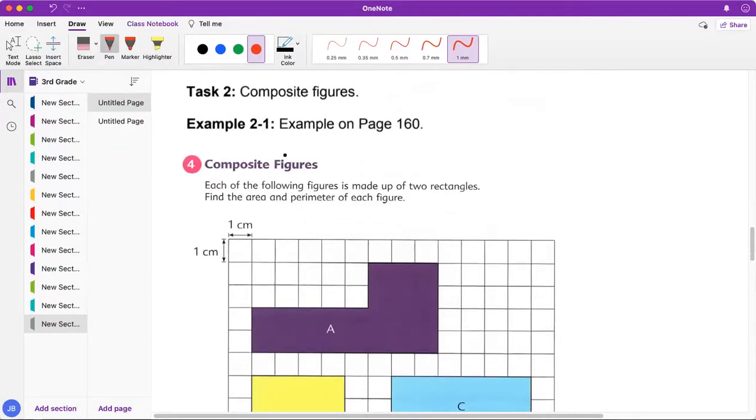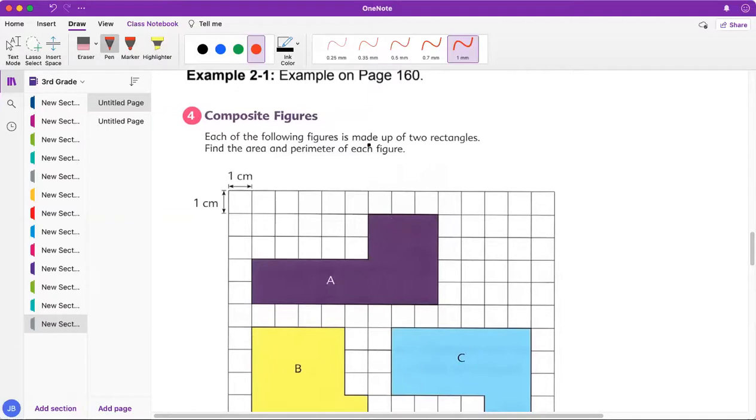All right, so now we're gonna look at composite figures. So does anybody know what a composite figure is? Luke? What do you think? I think it's like that where you make the figure into two simpler shapes and find the area. Perfect. Yep.